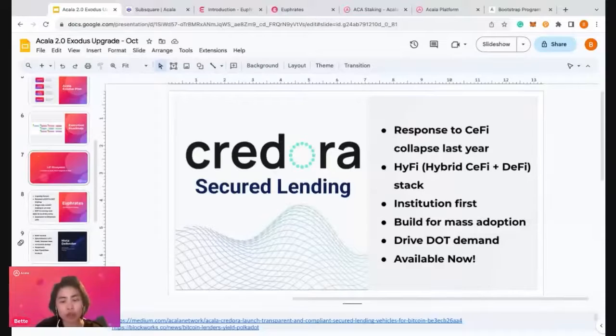And then this is also a delta neutral sort of yield product. It does hedging, and it also does liquid trading for the staked DOT as well. But at the end of the day, what's really exciting about this one is that at the moment, it is an institution-first product. So this product is available for institutions.